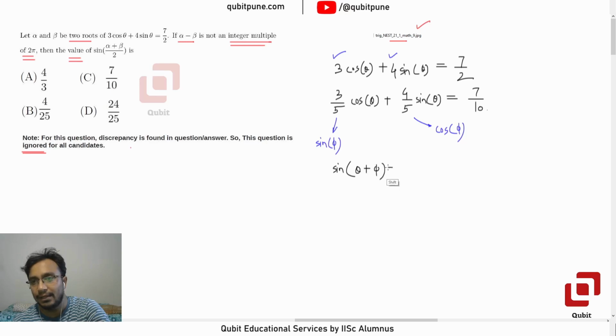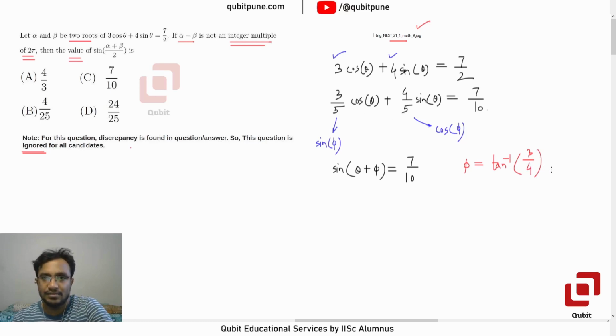theta plus phi equal to 7 upon 10, since sin a cos b plus cos a sin b, so sin theta cos phi plus cos theta sin phi. And what will phi be here? Sin phi is 3 by 5 and cos phi is 4 by 5, so tan phi will be 3 by 4, so phi will be tan inverse of 3 by 4. Just for our information, this angle is less than 45 degrees, because tan is an increasing function, tan 45 is 1, and 3 by 4 is less than 1. We'll take a note of that.